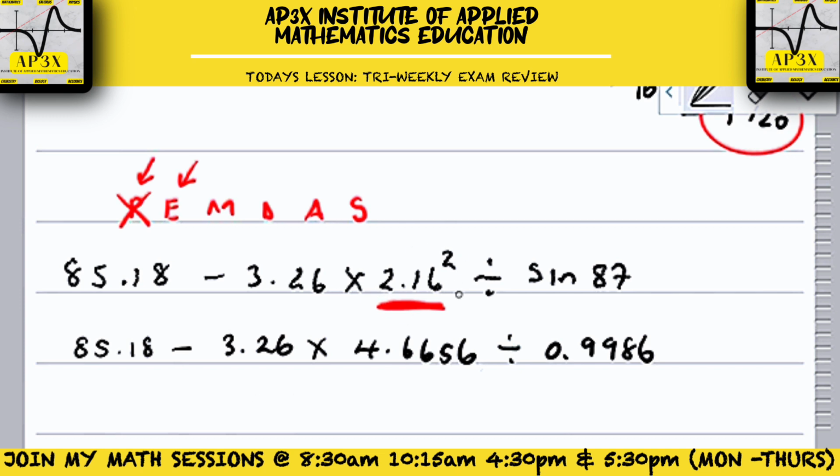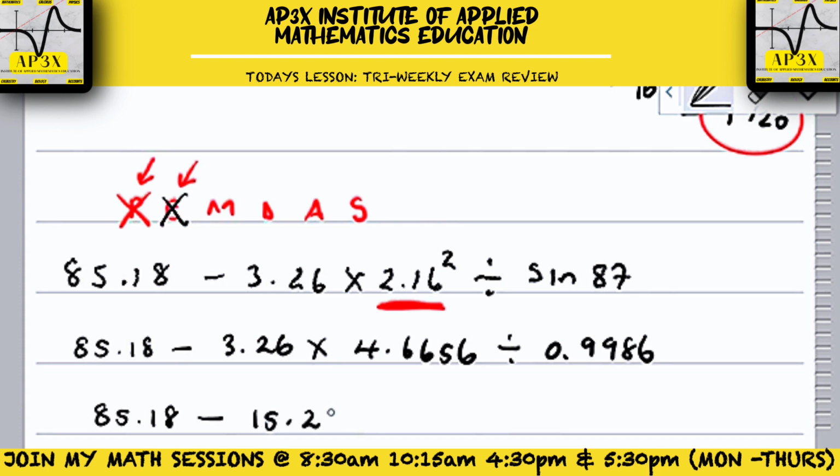So now that we have taken care of our exponent and we have taken care of this trig function here, we can therefore cross out the E. Now we're going to be moving on to the M. Are there any multiplications to be evaluated here? And it so happens that we have to multiply 3.26 by 4.6656. So we're going to rewrite 85.18, and we're going to take away the result of that product here. So 3.26 multiplied by 4.56, and that gives me a result here of 15.2.